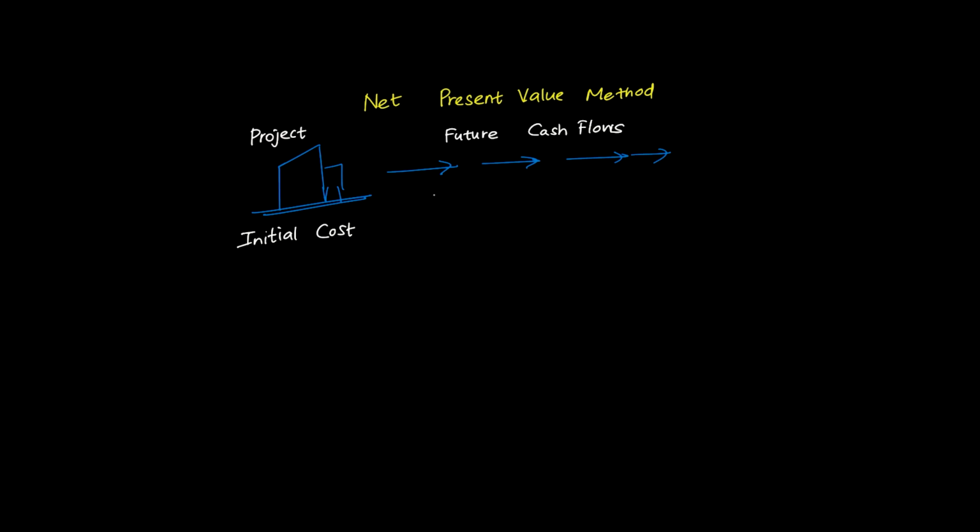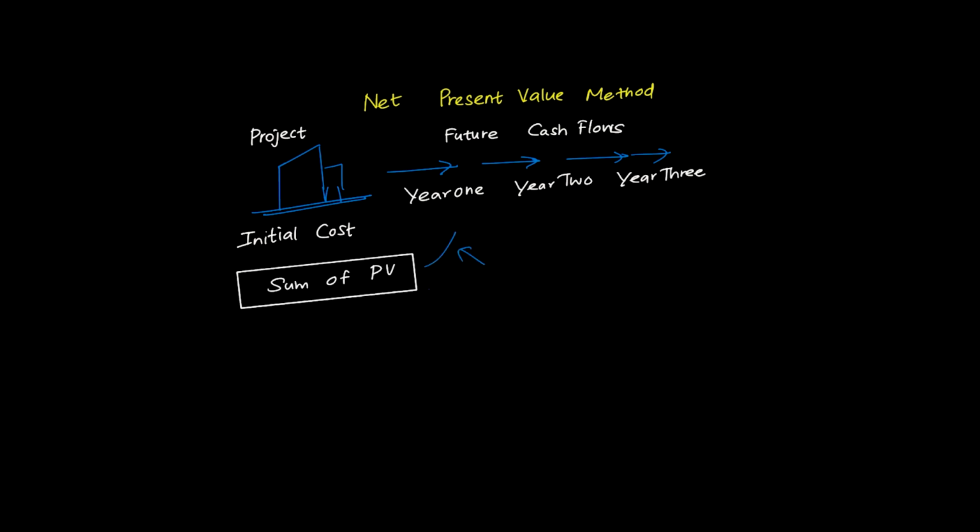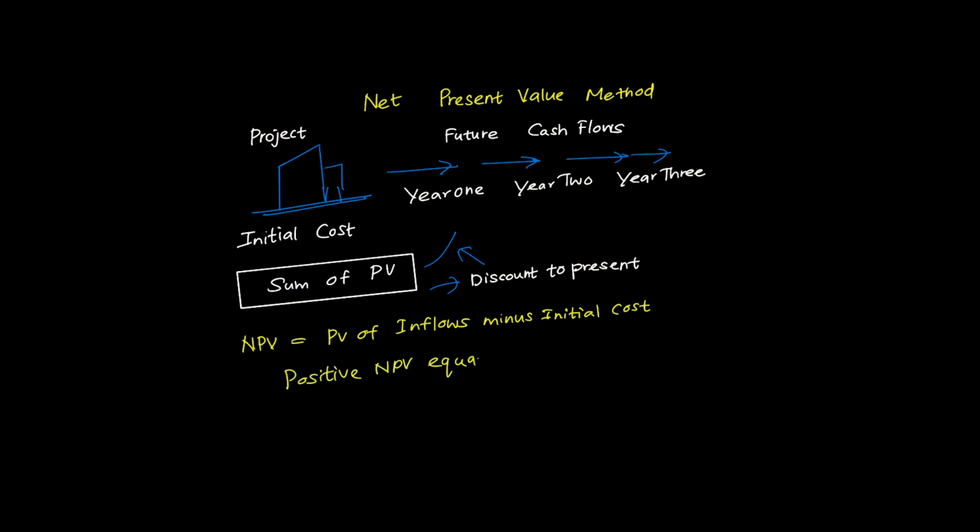Here's the process. First, estimate all the future cash flows the project will generate year by year. Second, discount each of those future cash flows back to present value using the company's required rate of return. Third, sum up all those discounted cash flows. Fourth, subtract the initial investment cost. The result is net present value. If it's positive, the project creates value because the present value of what you get exceeds what you pay. If it's negative, the project destroys value.